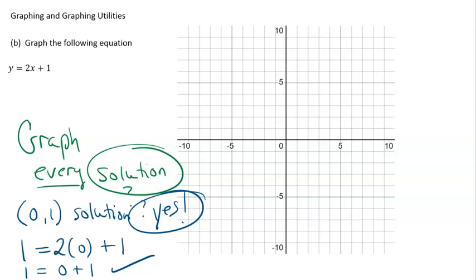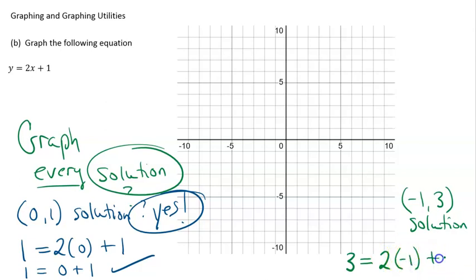Well, let me throw another one out at you. How about the point -1, 3? Is that a solution? How about you pause it real quick, if you've been hanging with me, and determine if that's a solution. What do you think? Okay, so what do I do? I take 3 and plug it in for the y value, that's on the left, equals 2, and I'm going to take -1 and plug it in for the x value and just do the math.